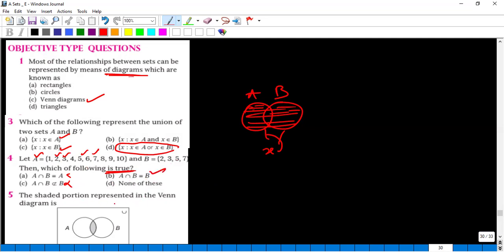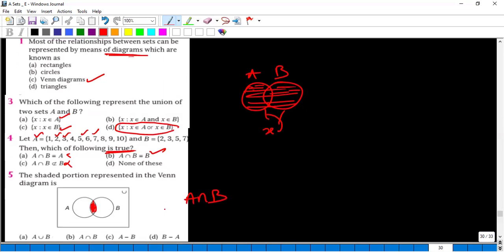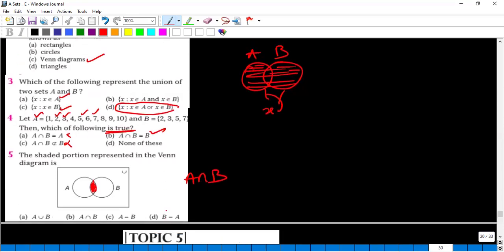The shaded portion in the Venn diagram represents the common part of both, which is nothing but A intersection B. We have 4 options. A union B is not correct. A intersection B is the correct option.